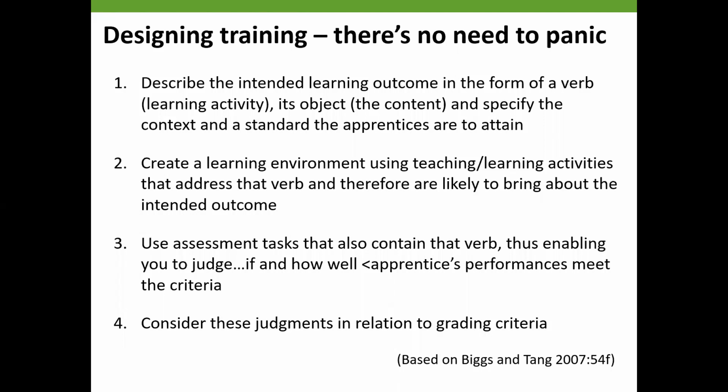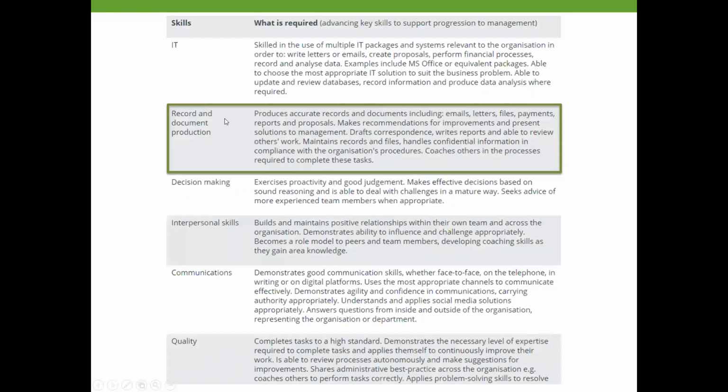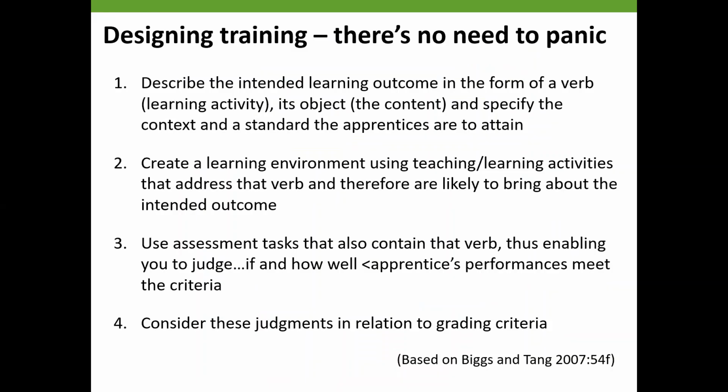So, basic 4 steps. Number 1, have we described the intended learning outcome in the form of a verb? So a learning activity, its object, so the content of it, and specifying the context, and a standard that the apprentice needs to get to. Now, let me just flip on to the next slide here. Actually, when a standard is written well, it does that for you. So you'll see with the one I showed you earlier, it is written in that format. I'm not saying they all do that, but in this particular standard, it does do that. So it's kind of giving you number one.